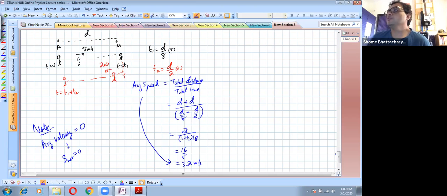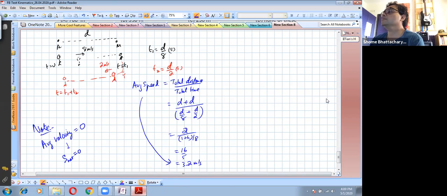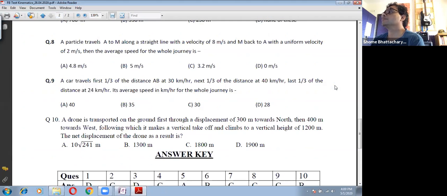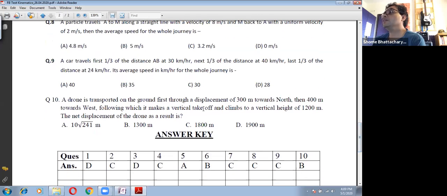Okay, fine. Now let's move on to the last two questions. This question also has to be solved in a similar manner. 1/3 of the distance he travels at 30 kilometers per hour, the next 1/3 at 40, and the last 1/3 at 24. So find the average speed. So just assume the total distance is D or 3D or something, and calculate the time taken for the first 1/3, the second, and the last 1/3, and divide the total distance by the total time, and you'll get the answer. So just try to get the correct answer. It's already there in the key below.